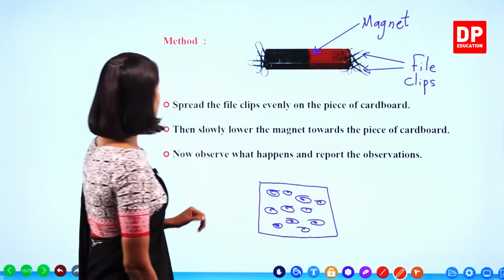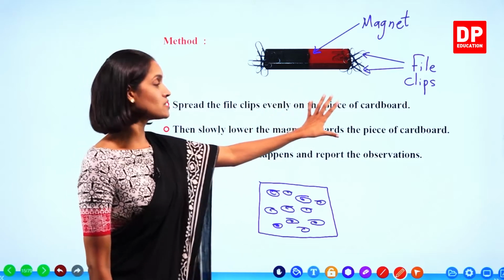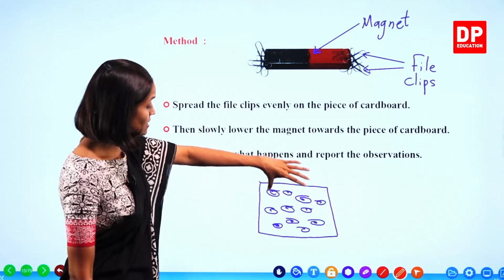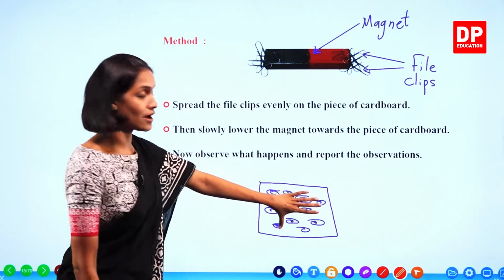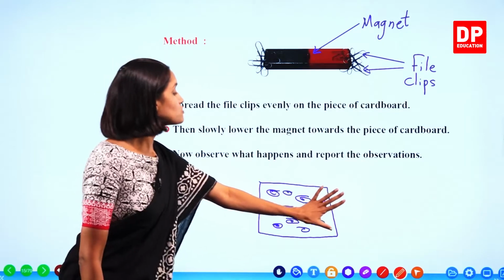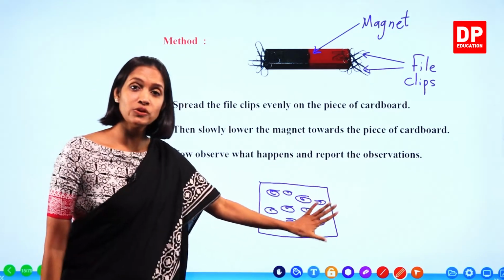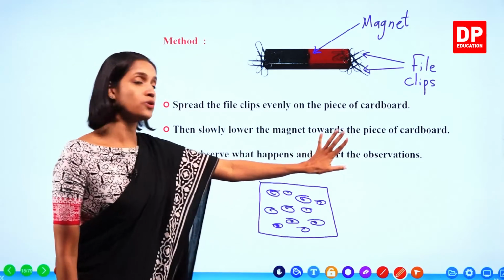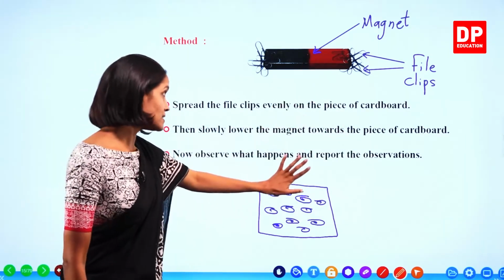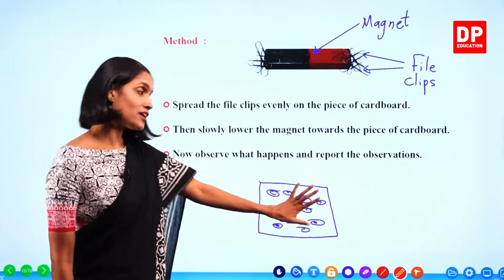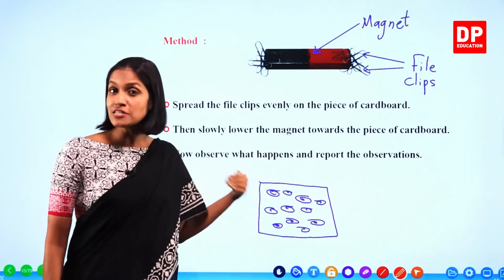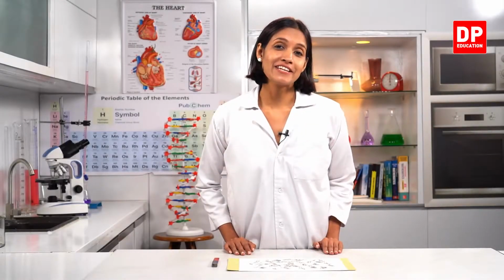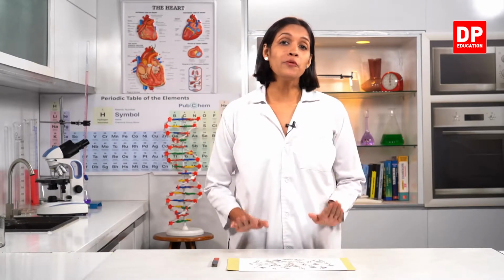Okay? And then slowly lower the magnet towards the piece of cardboard. We have to take the bar magnet and we have to slowly lower this bar magnet towards the cardboard, and you will see these file clips will get attracted towards the bar magnet. Okay? Now observe what happens and report the observations. You will realize that when these file clips get attracted towards the bar magnet, it happens in a certain way. We are going to do this activity now. So by doing this activity, we are going to identify the poles of a magnet.